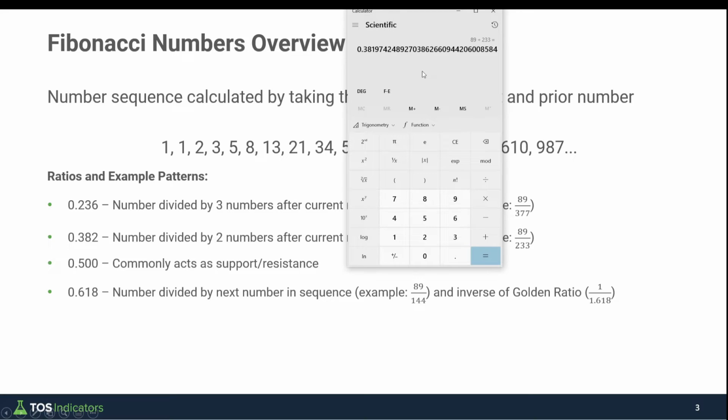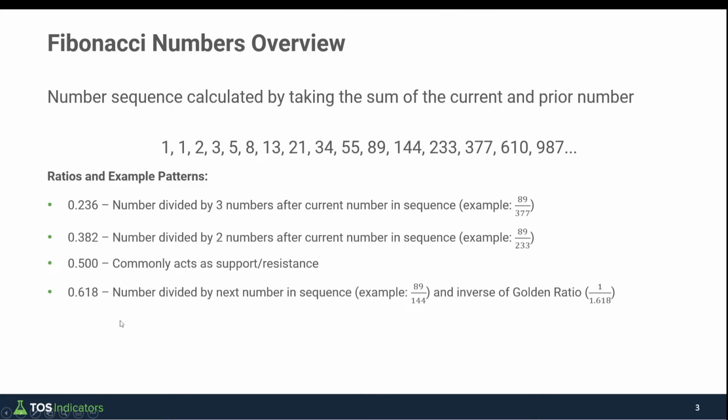And you'll also hear oftentimes traders put a little bit greater weightage on that 0.618 and the 1.618 ratios as price levels to hold a little bit better than most other ones. If we take 89 divided by 144, we get the 0.618. And if we take 1 divided by 1.618, we get that 0.618 ratio one more time. So two different patterns to get to that ratio.